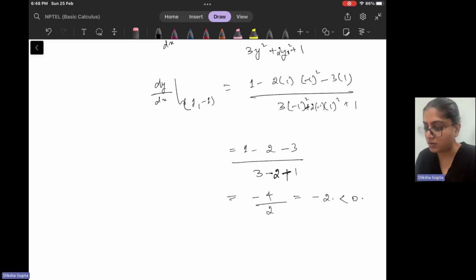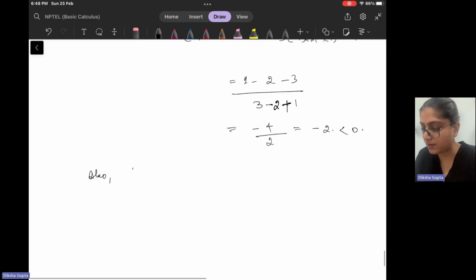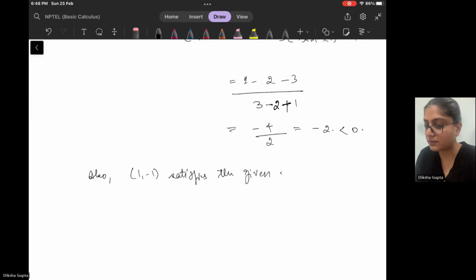Which is less than 0. Also, note that the point where we are finding the tangent has to lie on the curve. So it is very necessary to check whether the point at which we are finding the slope of the curve is lying on that curve. So you see also (1, -1) satisfies the given equation. You check that. Do it yourself.